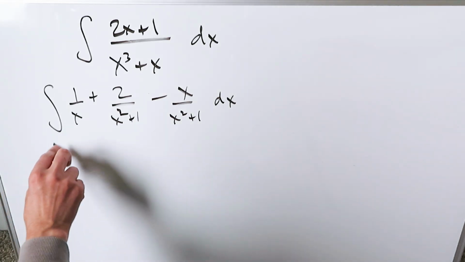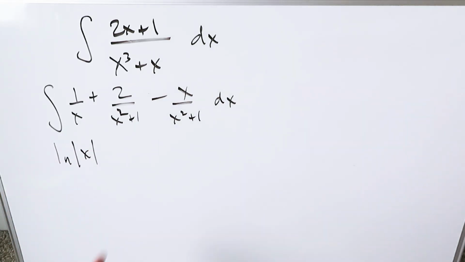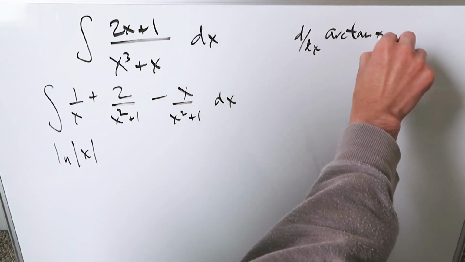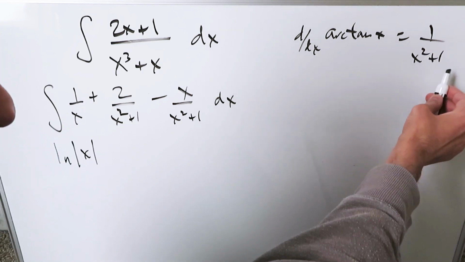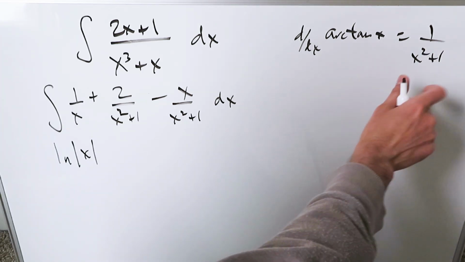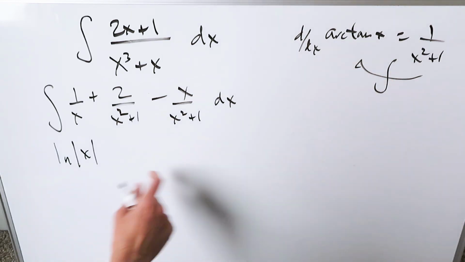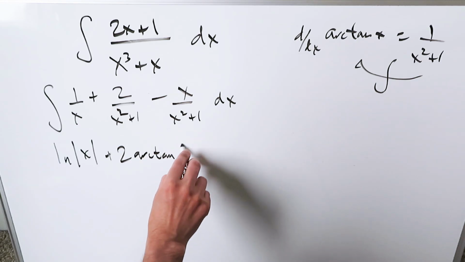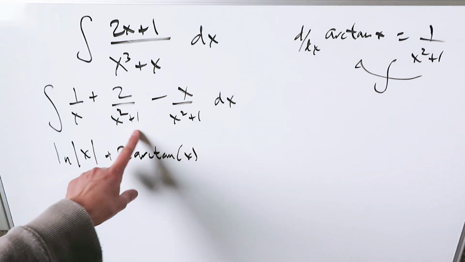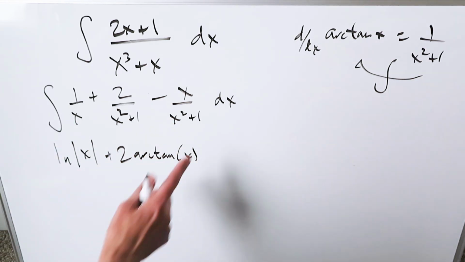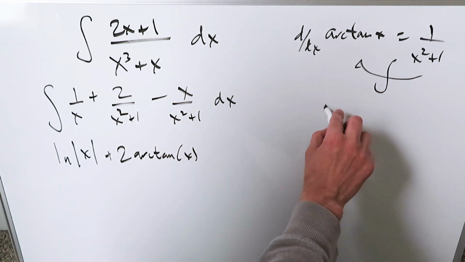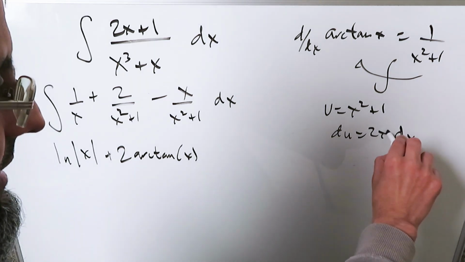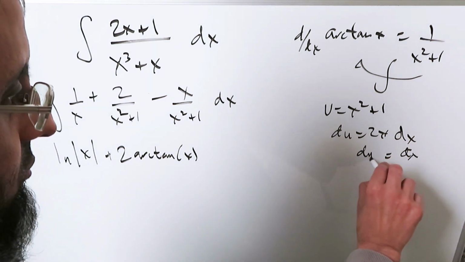This right here is equal to natural log absolute value of x. I know the derivative of arctan x is always equal to 1 over x squared plus 1, or 1 plus x squared. Order does not matter when you're adding. So when you do the integral, you can go back to that. From here I have a coefficient sticking out, 2, then arctan x. This is using the first two terms. Now all you have to do is this term, and you can do this with u substitution. u is equal to x squared plus 1, du is equal to 2x dx, and then dx is equal to du over 2x.